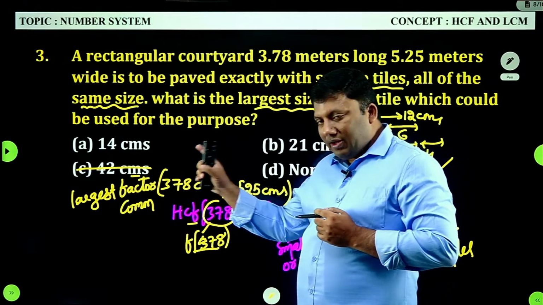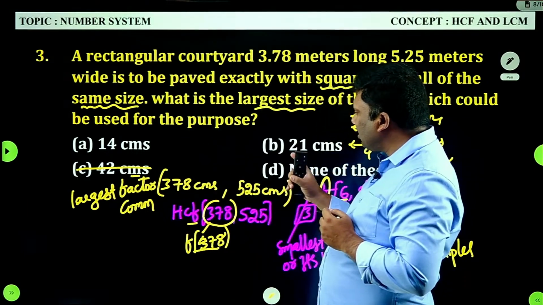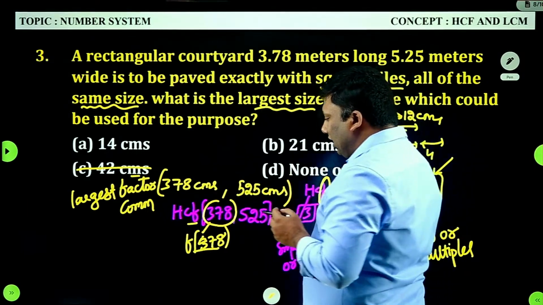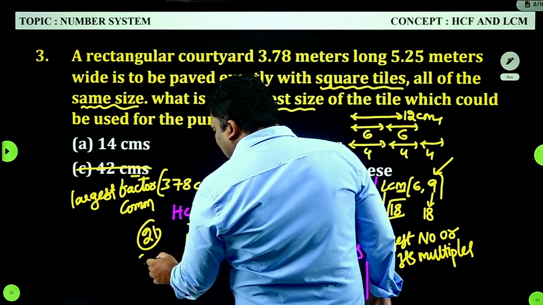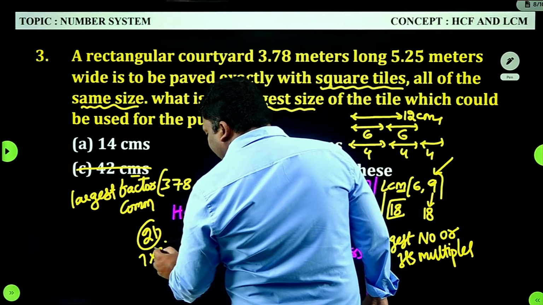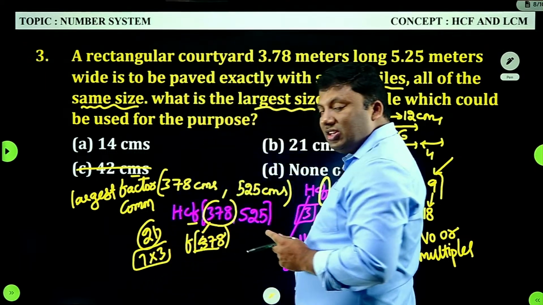If the given option 42 is there, what is the next largest? 21. You do it like this, sir. Don't divide like this. 21 is 7 into 3.